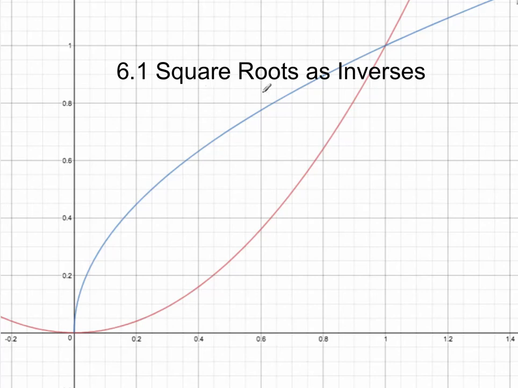Let's start this by looking at square roots as inverses. So if I wanted to find the inverse of y is equal to x squared, I would switch x and y. All right, now I would solve for y. So y is plus or minus the square root of x.